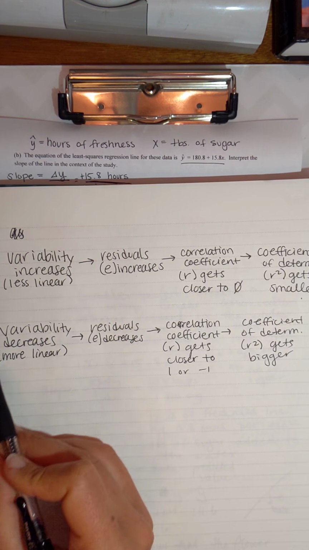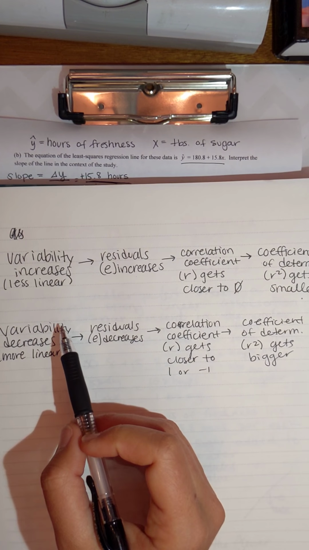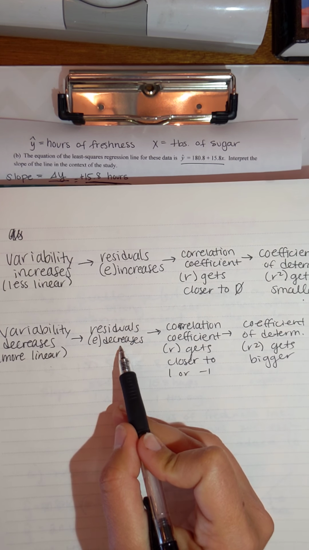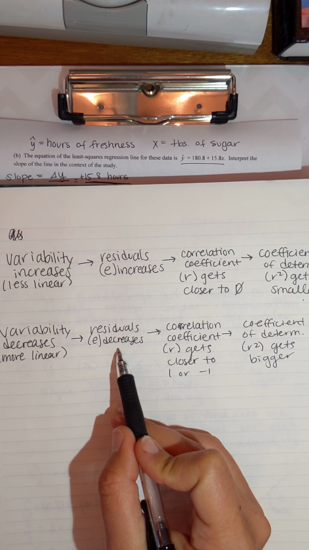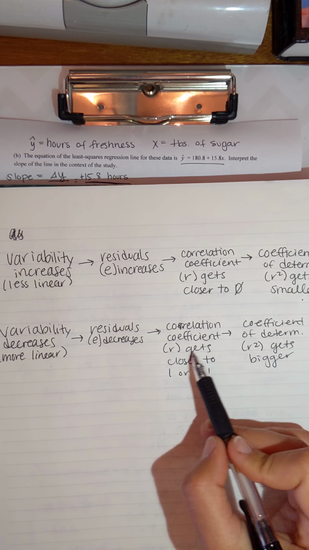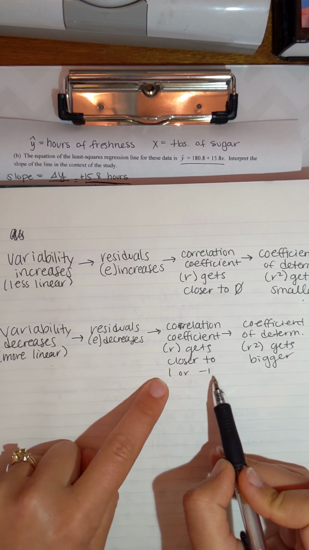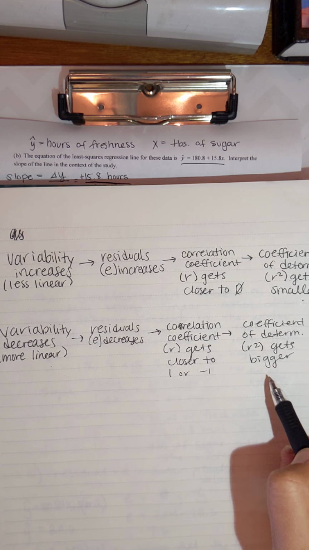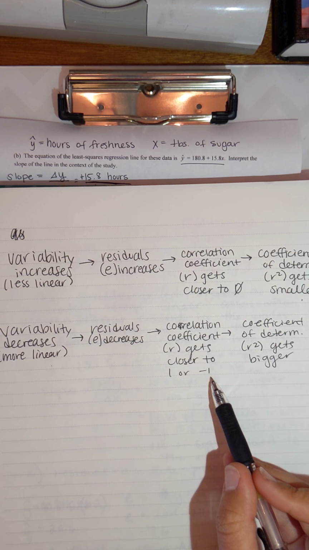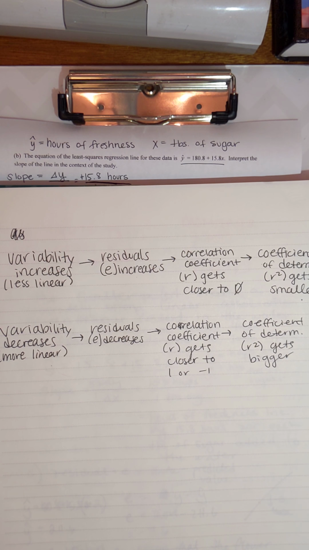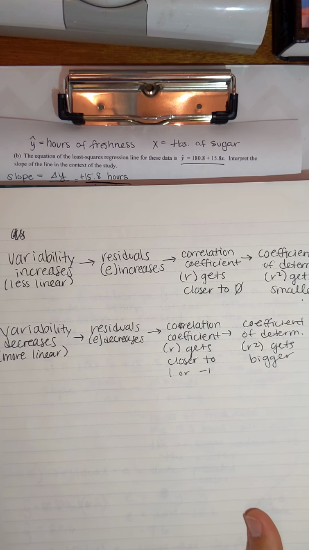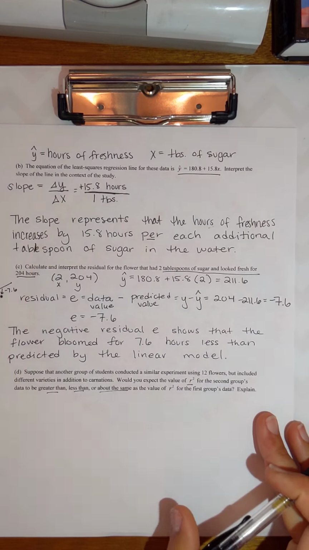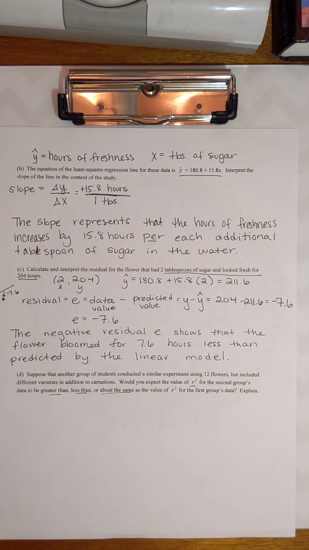Now, this is the same idea, but in reverse. If variability decreases as it becomes more linear, then my residuals will decrease because they're closer to the line of estimation. Our correlation coefficient R will get closer to -1 or 1 because it's getting more linear. And then the coefficient of determination R squared will get bigger because the closer it is to 1, when I square it, it's going to get bigger. So this is a little flow chart. If that helps you can write it down. But using all of these ideas, we can solve this question.